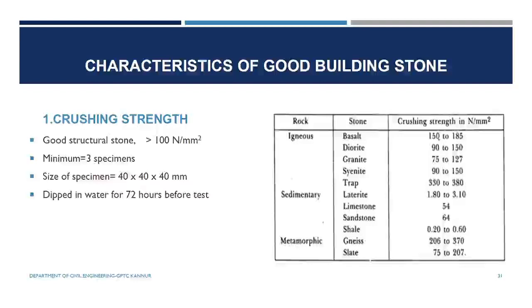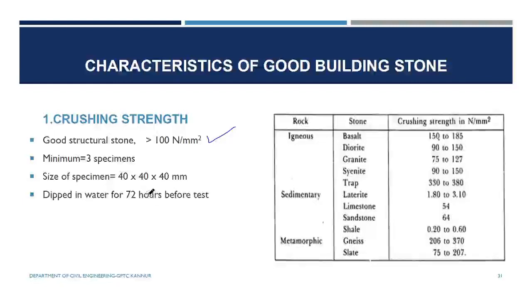There will be a machine, which will be studied later. In your lab, you may do this experiment using a brick. Just compress it until the crushing failure takes place, and note down the load. Then divide by the area where the load is applied. Load by area gives you the compressive strength or crushing strength.